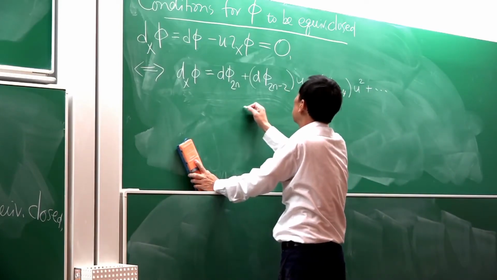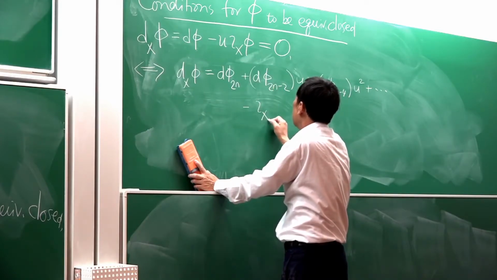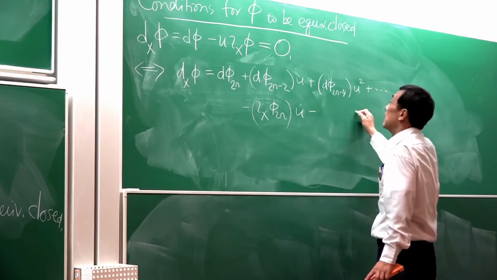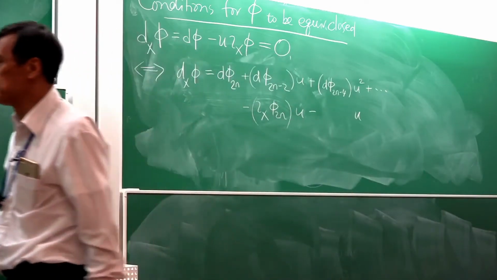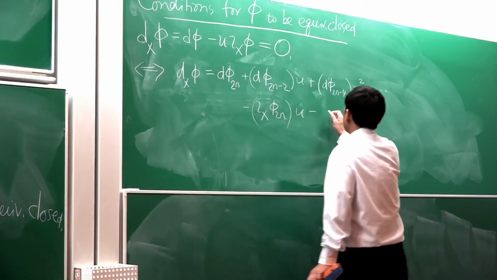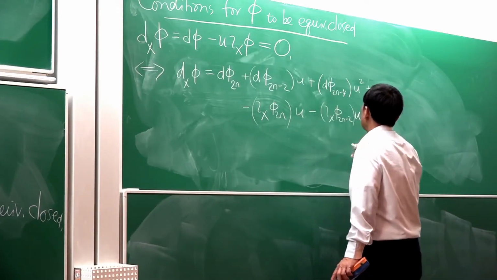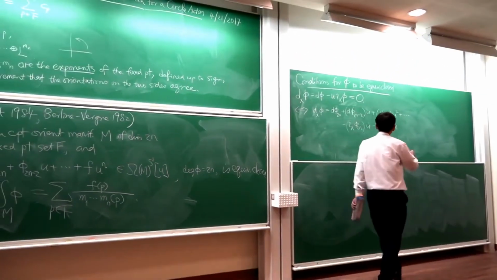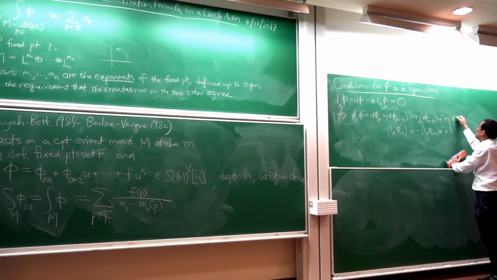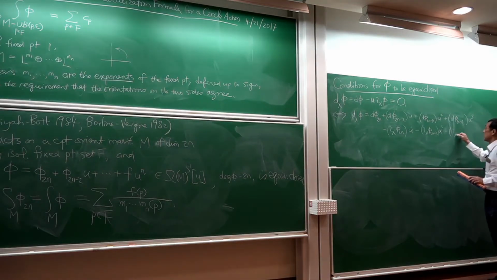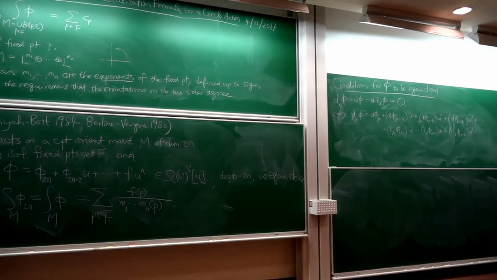And then minus u ix phi 2n, minus, so ix of this, but again ix of u is 0, so just ix phi 2n minus 2, and then I multiply it by u, so I get a u squared. Let's write down another term: d phi 2n minus 6 times u cubed, and then there'll be a minus, the next one is ix phi 2n minus 4 times u cubed. Okay, so this is dx phi.